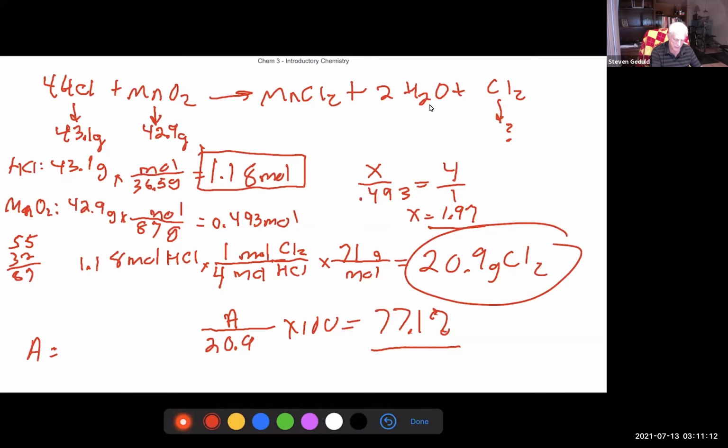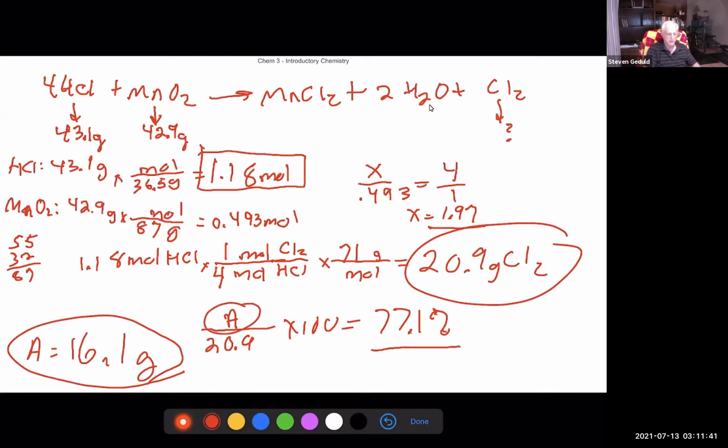A is equal to 77.1. Let's do this on the calculator so we get everything right. 77.1, and then we're going to divide by 100 on both sides. So that's 0.771, and then times 20.9 on both sides. So your actual yield is 16.1 grams. Just solving for A, your actual yield. Divide by 100 times 20.9 to get A by itself. Does that make sense?